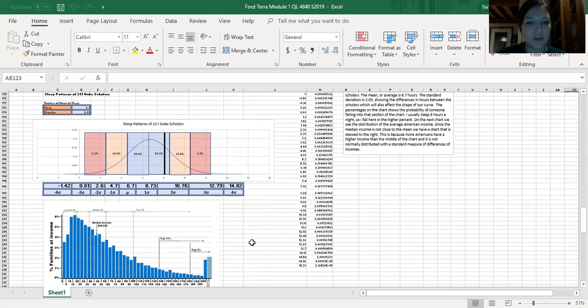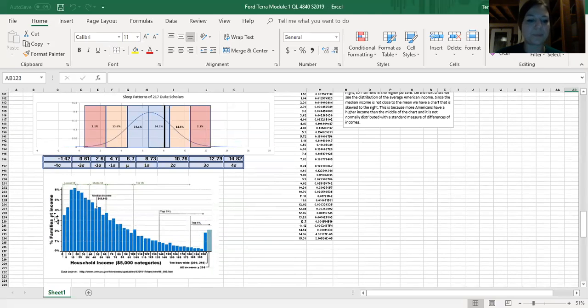Now on the next chart, we see distribution of the average American income. Since the median income is not close to the mean, we have a chart that is skewed to the right. This is because more Americans have a higher income than the middle of the chart and is not normally distributed with a standard measure of differences of income.